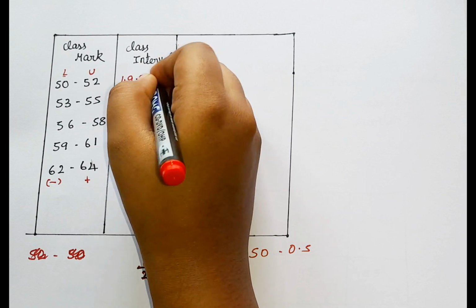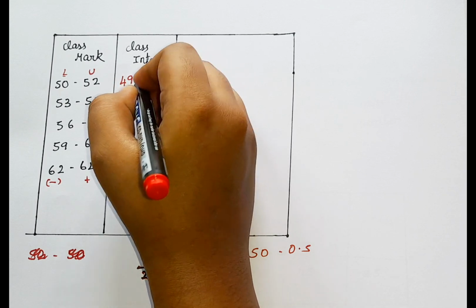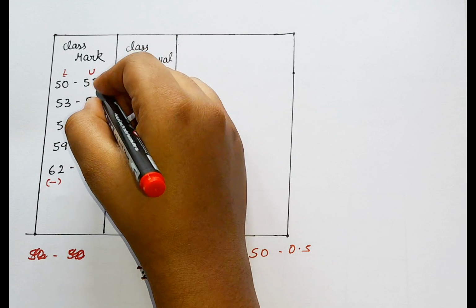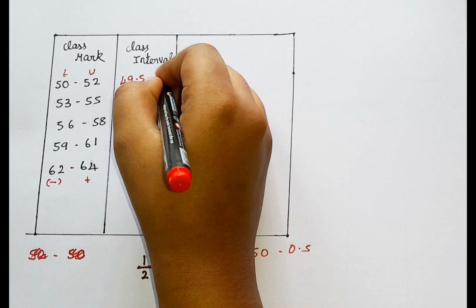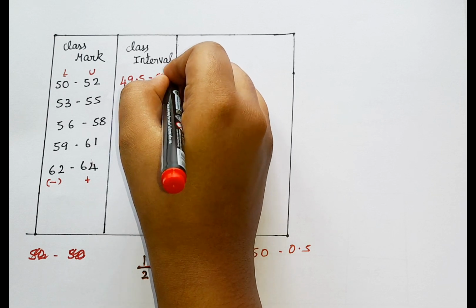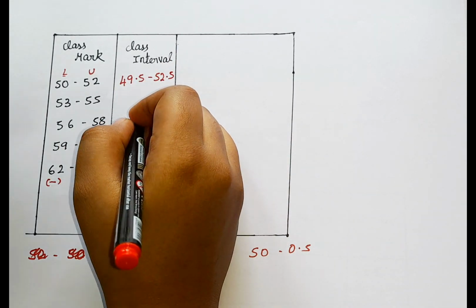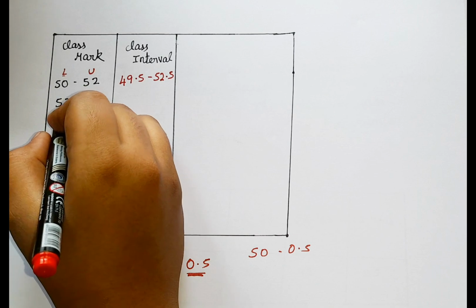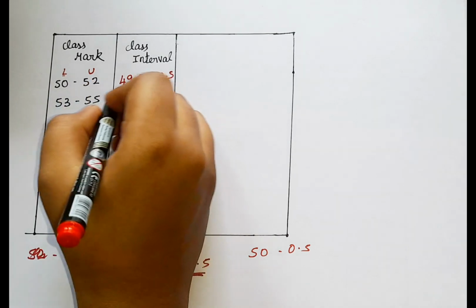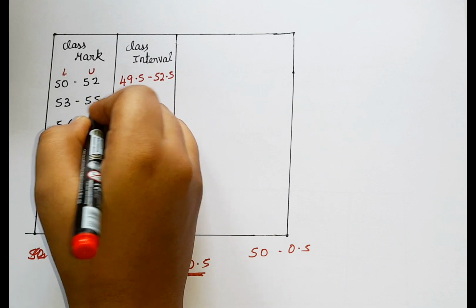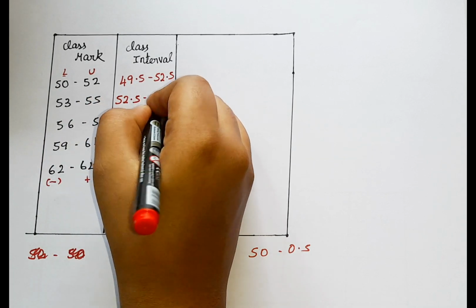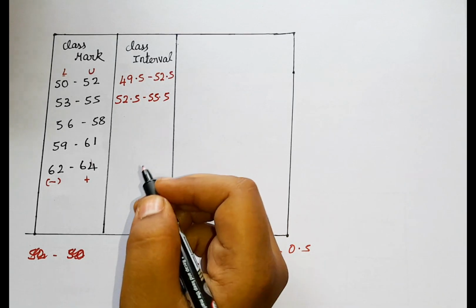So 49.5 to 52.5. When I add 52 plus 0.5, I get 52.5. Like that, 53 minus 0.5, I'll get 52.5. And 55 plus 0.5, I'll get 55.5. Like that I'll get it.